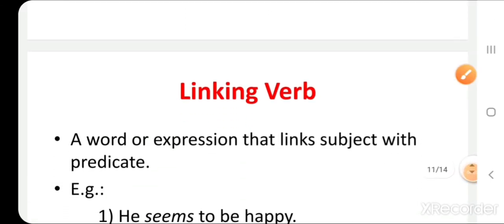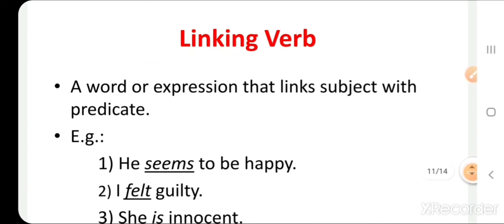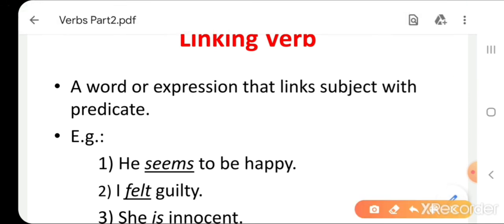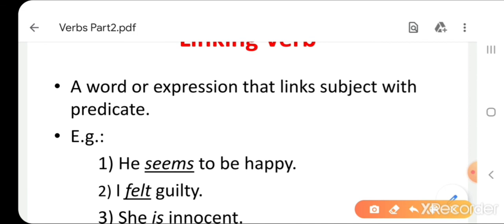Now let's learn the next part, the next type actually, that is the linking verb. A word or expression that links the subject with the predicate. That is a linking verb. Let's learn some examples.